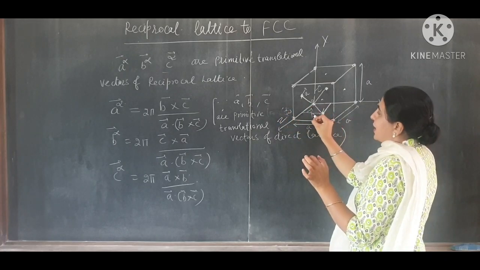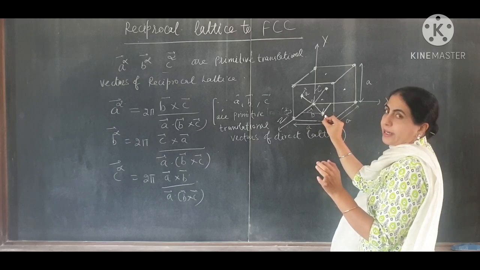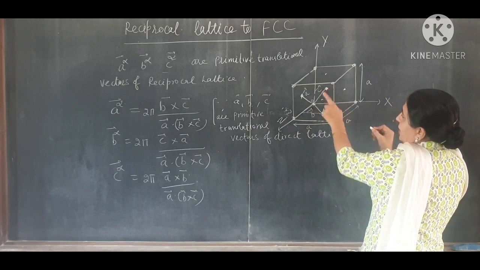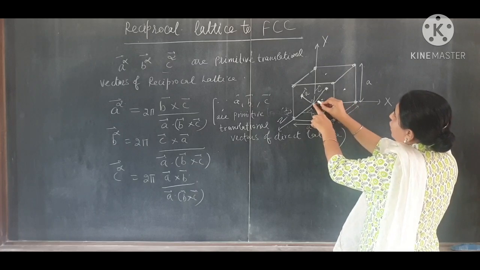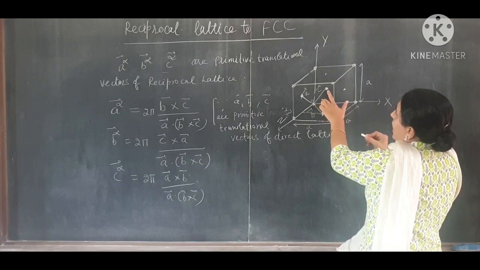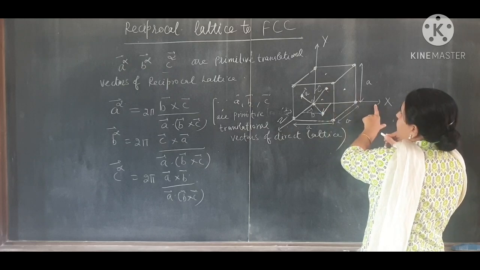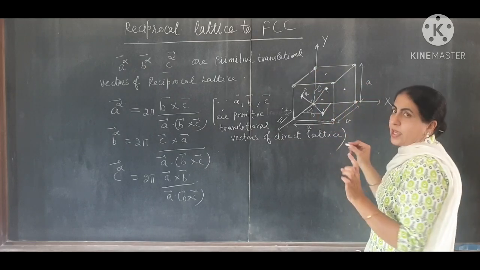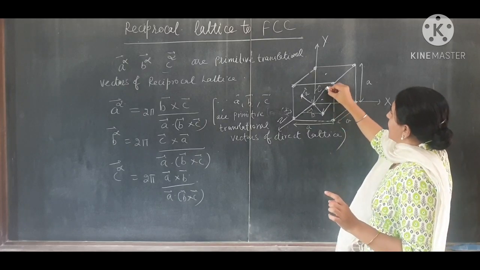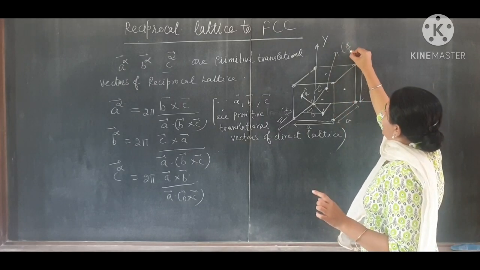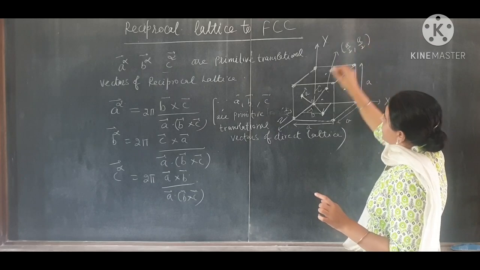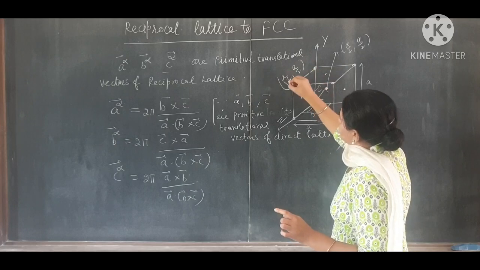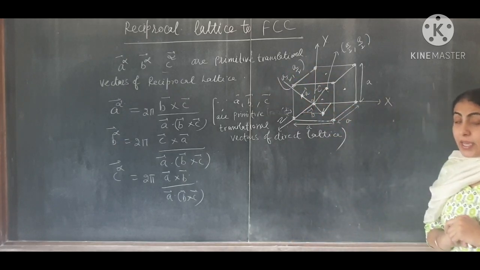So the coordinates of b are a by 2 and a by 2. Similarly for c, when we want to go to this point from here, half distance is moved on the x-axis and half on the y-axis. The edge length is a, so the coordinates of this are also a by 2 and a by 2. Clear? And similarly these are also a by 2 and a by 2.